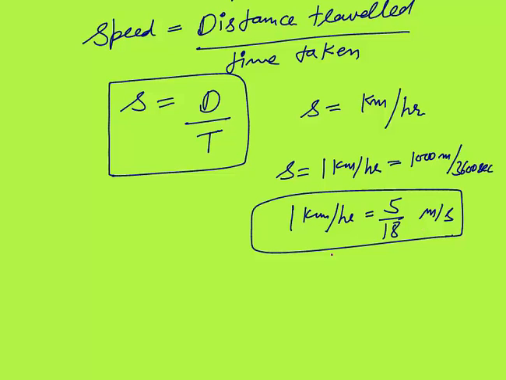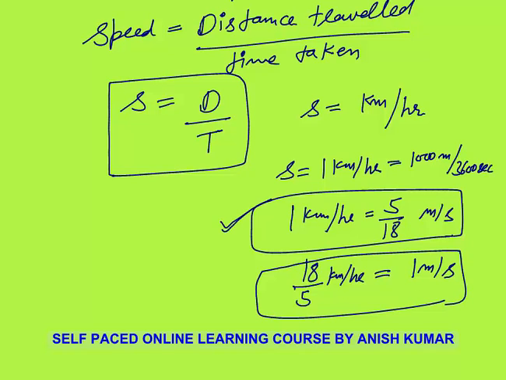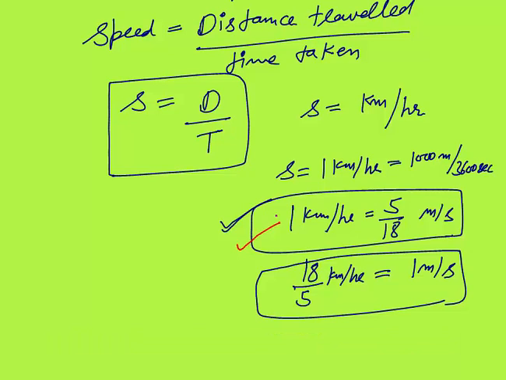Vice versa, 1 meter per second will be equal to 18/5 kilometer per hour. You don't need to remember both, only remember that 1 kilometer per hour is equal to 5/18 meter per second. No need to remember the second one, as you can automatically convert and make it.